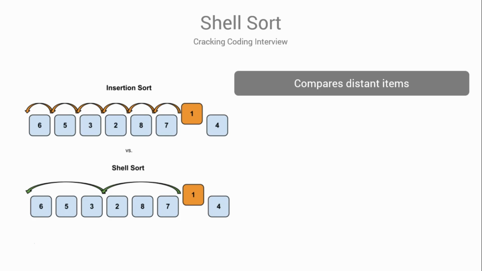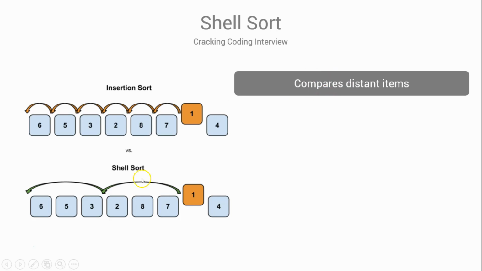As the algorithm loops through a dataset, the distance between each element decreases until, at the end of the dataset, the algorithm compares the elements which are adjacent. So the first step is that it compares the distant items.